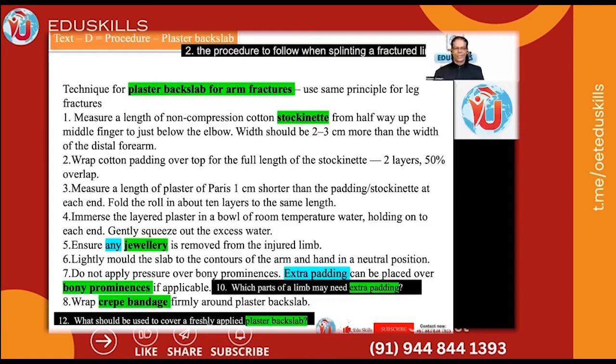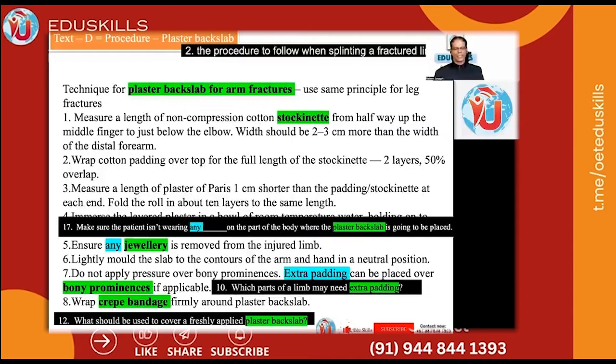And what should be used to cover a freshly applied plaster backslab? Crepe bandage. Yeah, even without reading, you know these things, right? You should know, right? Yes.